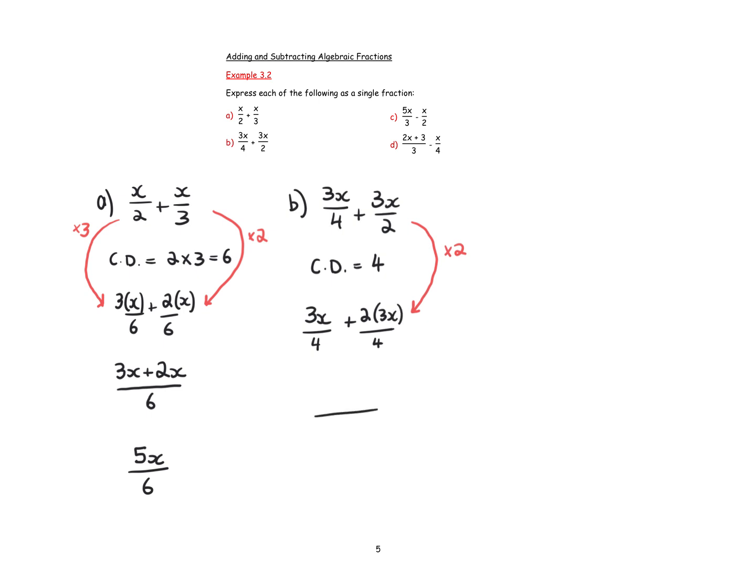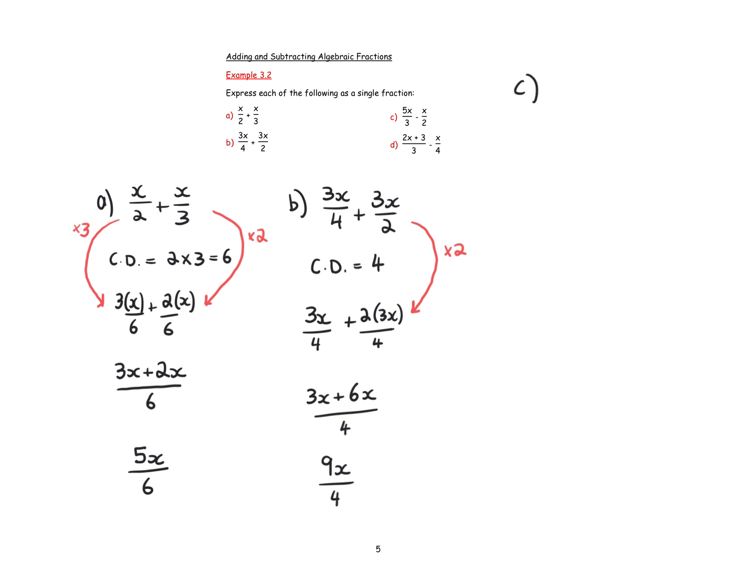Now that both fractions are over 4, we can write it as one fraction. This then will become 3x plus 2 times 3x, and 2 times 3x is 6x. 3x and 6x will give us 9x, and that's over 4. Example C is very similar.